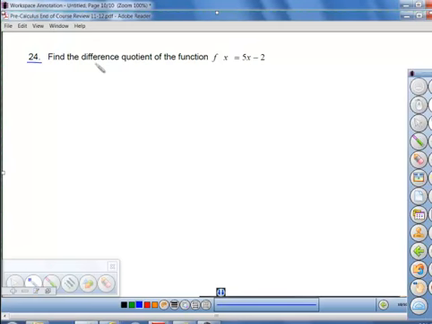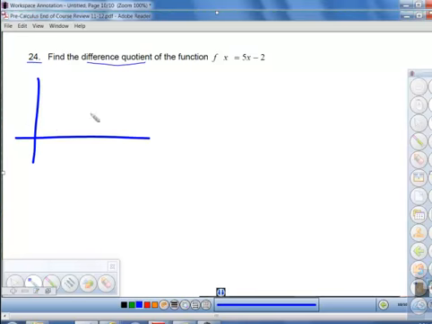Okay, so number 24, it says find the difference quotient. And I don't know if you guys remember the difference quotient, but it was kind of intense. Okay, so the difference quotient works like this. For a particular function, let's say a function went like this.